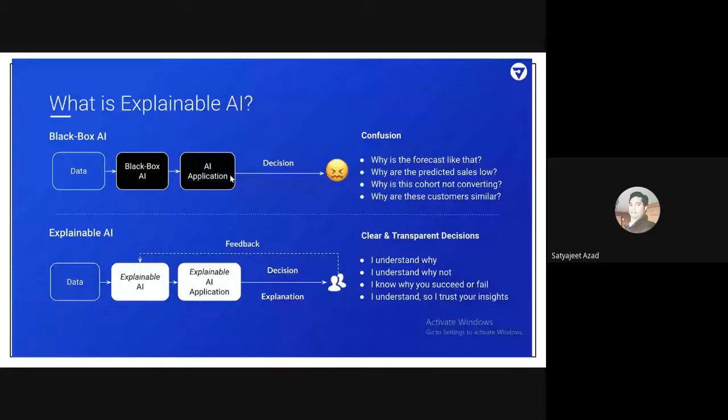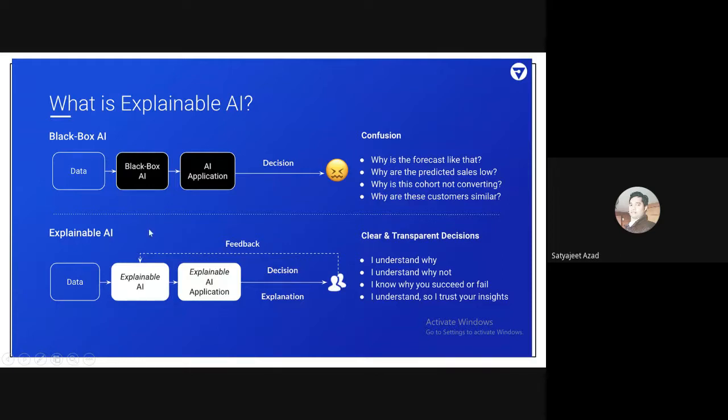You can easily get why, why not, and how. For example, I know why you succeed or fail. I understand, so I trust your insights, because you get to know why these features are behaving like that. You can explain the features, but in a black box you are unable to explain them. That is the difference between black box and explainable AI. Explainable AI explains the black box. This is a simple term.